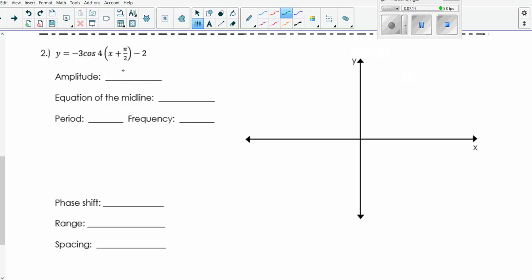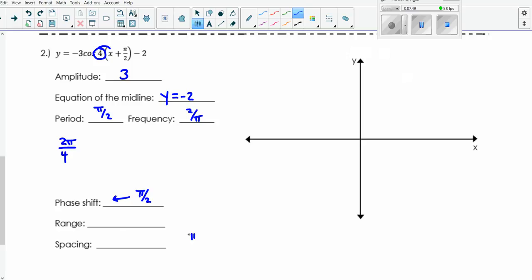Alright, our amplitude, remember, cannot be negative. So our amplitude is a +3. The equation of my midline is y equals -2. My period is 2 pi divided by, notice that there's a 4 that's being distributed to the x, so that's my b value. That simplifies to pi over 2, which means my frequency is 2 over pi, so there'll be 2 cycles every pi. My phase shift this time is going to be to the left, pi over 2. My range I'm going to come back to.